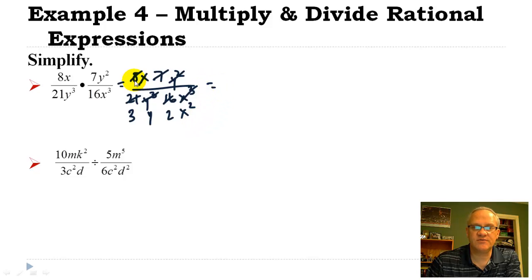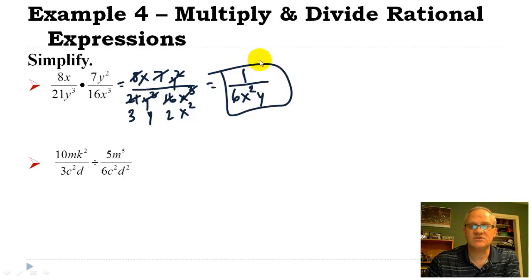So what ended up here, everything got canceled on the top. Remember, if there's nothing on the top, there's always a factor of 1. And then on the bottom, 3 times 2 is 6, and x squared and y. So that would be our final answer there. We cancel out everything we could. So just think of it as one big fraction, basically, and cancel anything on the top with anything on the bottom.